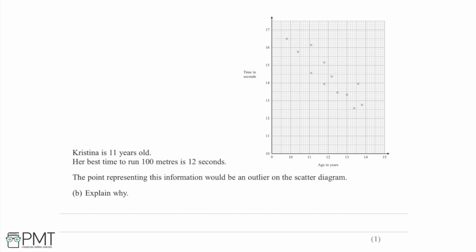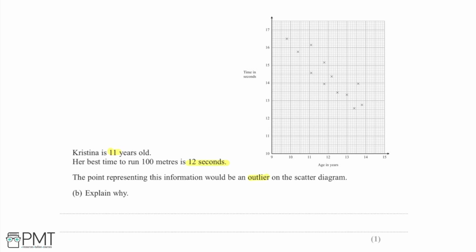Now in the second part of the question, we're told that Christina is 11 years old and that her best time to run 100 metres is 12 seconds. We're told that the point representing this information would be an outlier on the scatter diagram, and we're asked to explain why this is the case.